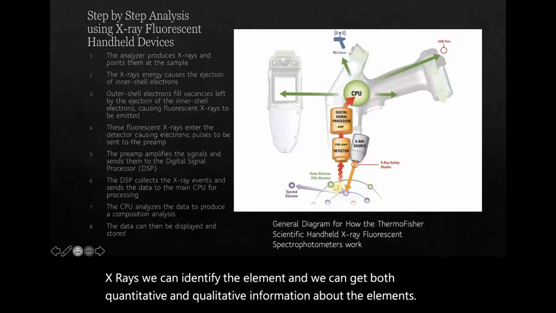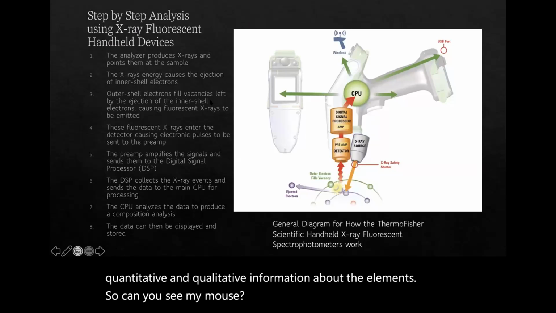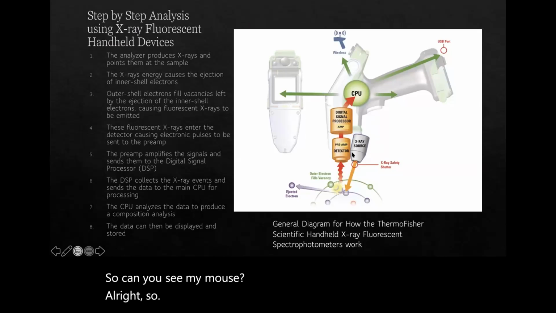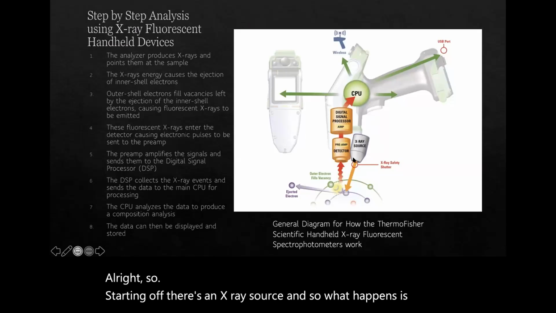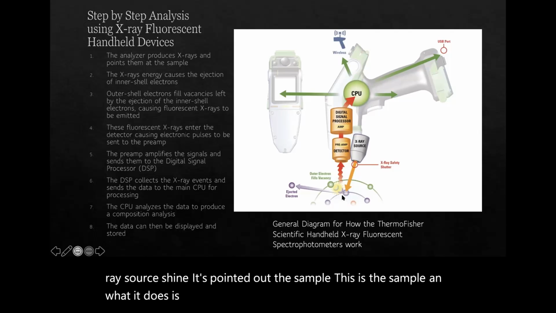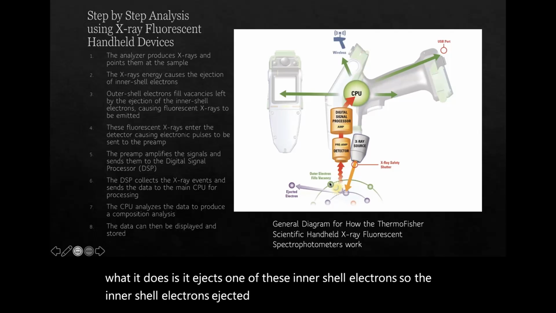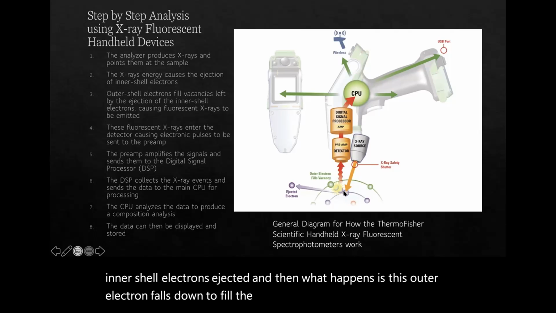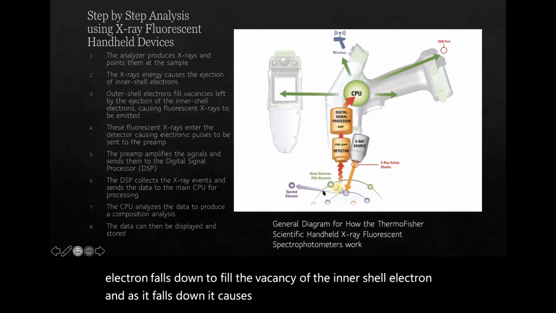Can y'all see my mouse? All right, starting off, there's an X-ray source pointed at the sample. It ejects one of the inner shell electrons. Then an outer electron falls down to fill the vacancy of the inner shell electron, and as it falls down, fluorescent X-rays are emitted.